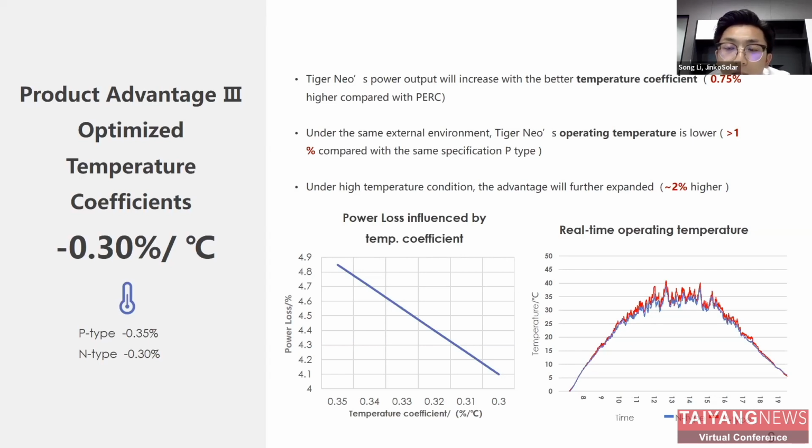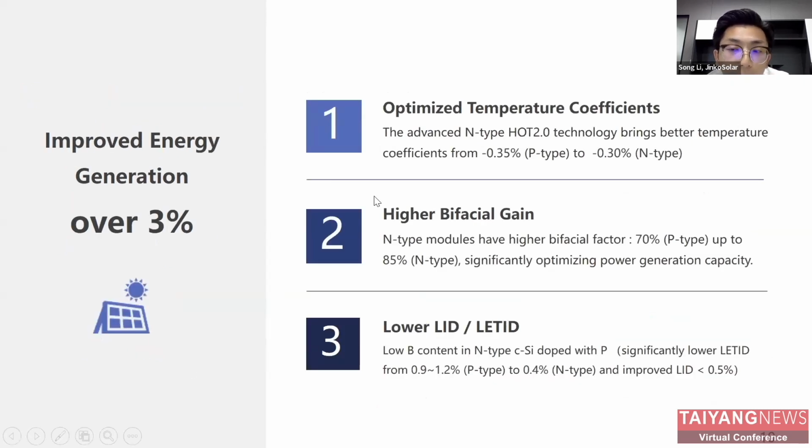And as we all know, with the continuous increase in cell size, the module current will continue to rise. So under the premise of large current modules, the advantage of the temperature coefficient will continue to expand. So in conclusion, the better temperature coefficient, the higher bifacial factor, and the lower LID and significantly improved LETID improve the energy generation. Under conventional weather and ground reflectivity, the Jinko TaiyangNews series modules can deliver an average generation gain of more than 3.